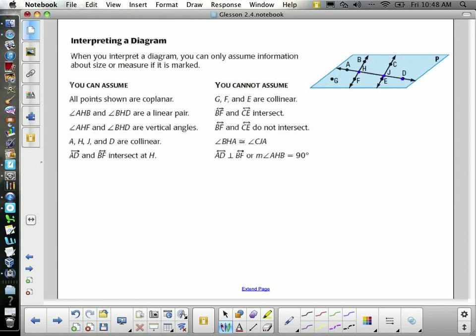What are some things I have to be careful not to assume? That G, F, and E are collinear. See, people love to look at this and say, hey, these 3 points are on a line too, aren't they? Looks like they all line up. Must be a line. You don't even take a ruler and go, see? We can't do that. We can't make that assumption.